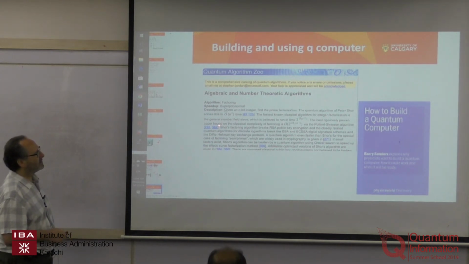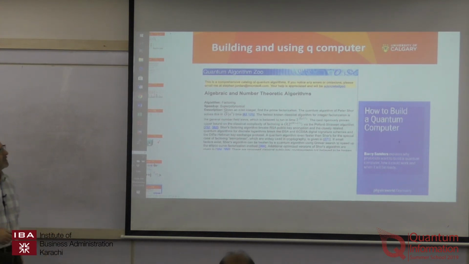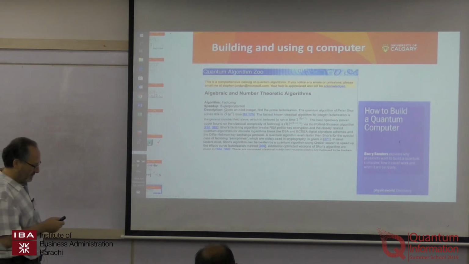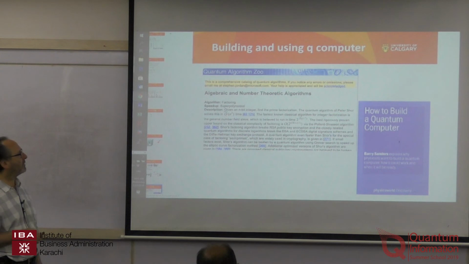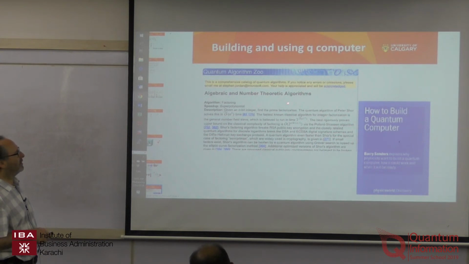In that case, the best resource I find at present, it's highly technical, is called the Quantum Algorithm Zoo. I didn't put the site, but if you just Google Quantum Algorithm Zoo, you'll find it. You can see here, it says this is a comprehensive catalog of quantum algorithms. If you notice any errors or omissions, please email me at steven.jordan@microsoft.com. Your help is appreciated and will be acknowledged.